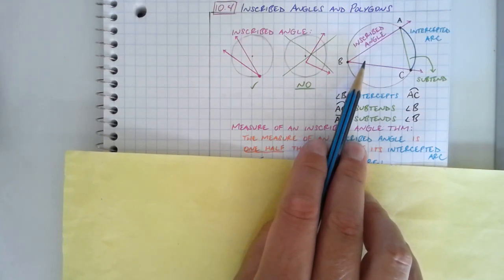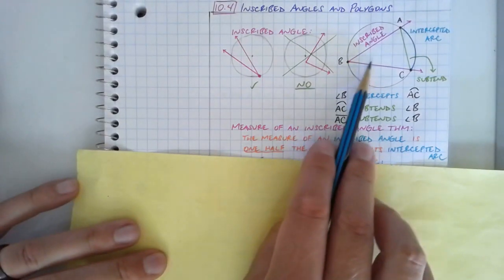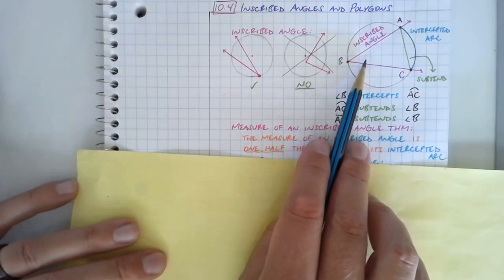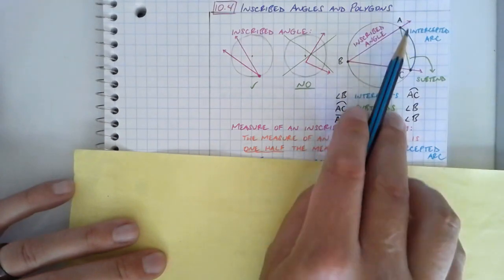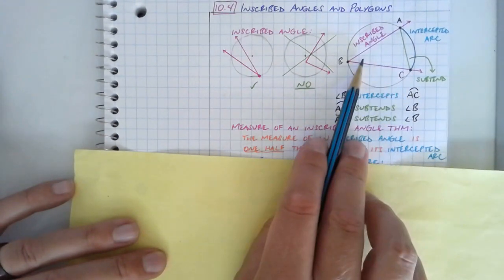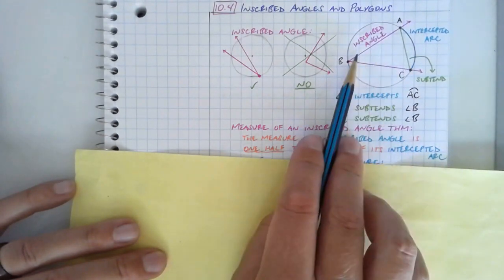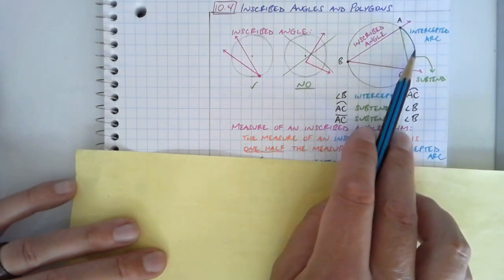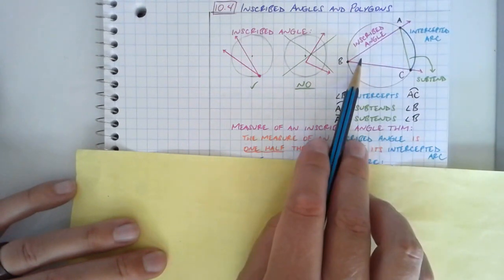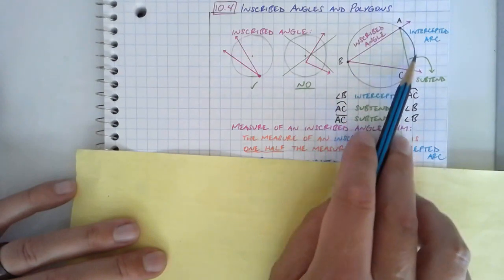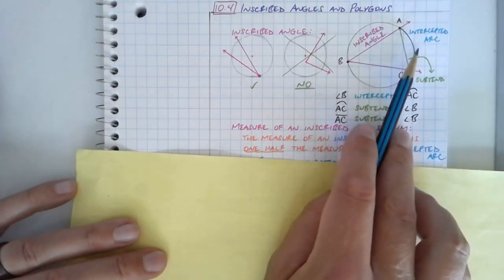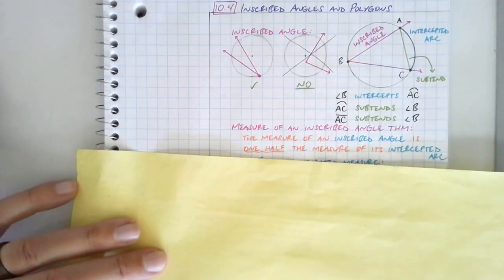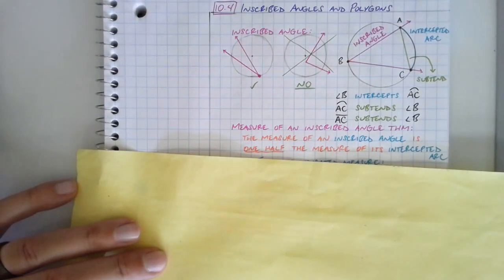The flip side is also true. Maybe I know the angle measurement. Maybe I know that this angle measures 36 degrees. If I wanted to know the measurement of the intercepted arc, now in that direction, I would have to multiply this by 2, double it. So if I knew this was 36 degrees, I'd multiply it by 2 to find out the intercepted arc would be 72 degrees. So it goes both directions.